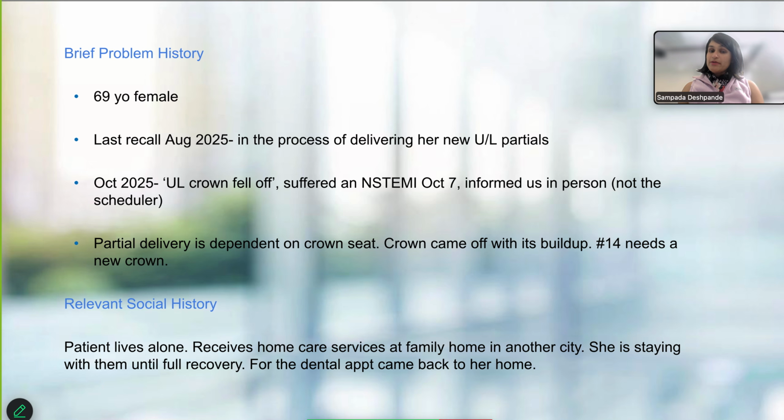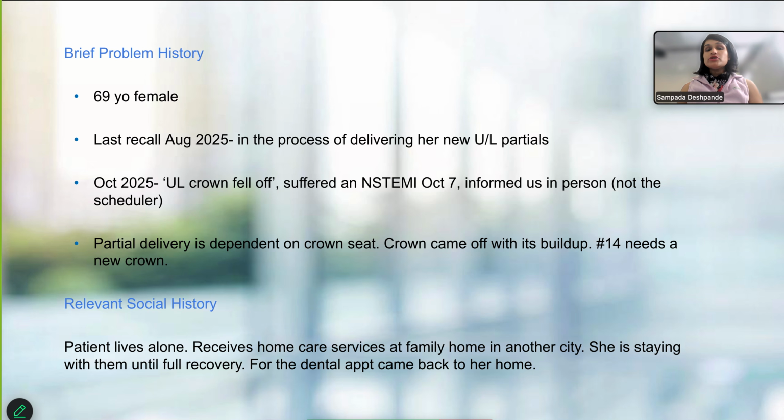So a little bit more about this patient. She's 69, and her last recall with us was in August, where again we were in the process of delivering her upper and lower partials. So we were doing a try-in visit as well as a cleaning and things like that. In October, she calls us and tells us that her crown fell off, her crown on the upper left. And when we met her in person, she informs us of this mini heart attack. She does not mention it to the scheduler.